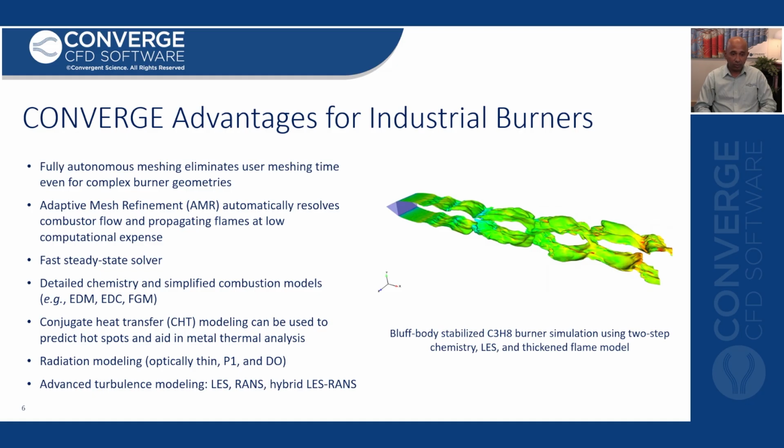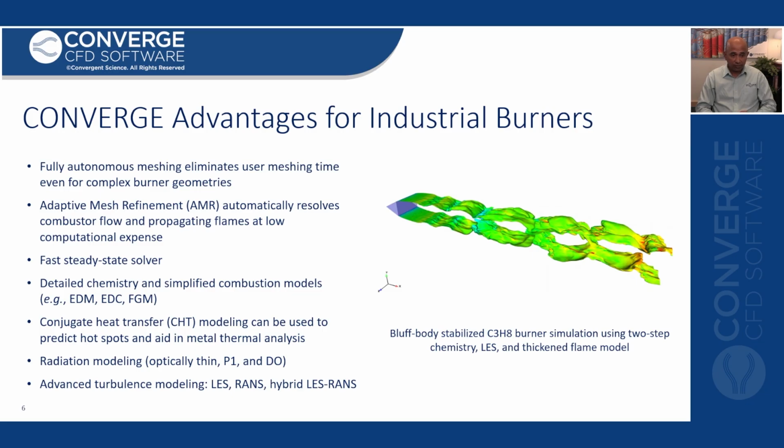Adaptive Mesh Refinement, or AMR, automatically resolves the combustor flow and propagating flames at low computational expense. Rather than sitting down and drawing the mesh and thinking, where do I need more mesh, where can I use larger cells, give it to AMR. AMR looks at the curvature of the flow variables and then automatically refines the mesh, or coarsens it, so we can run with an optimized cell count and save on runtime.